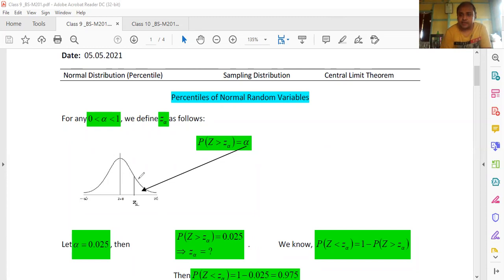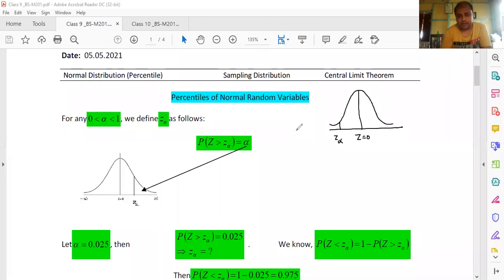It is not always that z alpha is considered on the right hand side. Even you can consider a graph like this, where this is z equal to 0, and you can consider your z alpha on the left hand side of this point, the origin, also. Now that can also be considered. Don't think that z alpha will always be on the positive side. If z alpha lies on the positive side, it is a positive quantity. And if it lies on the negative side, it is a negative quantity.